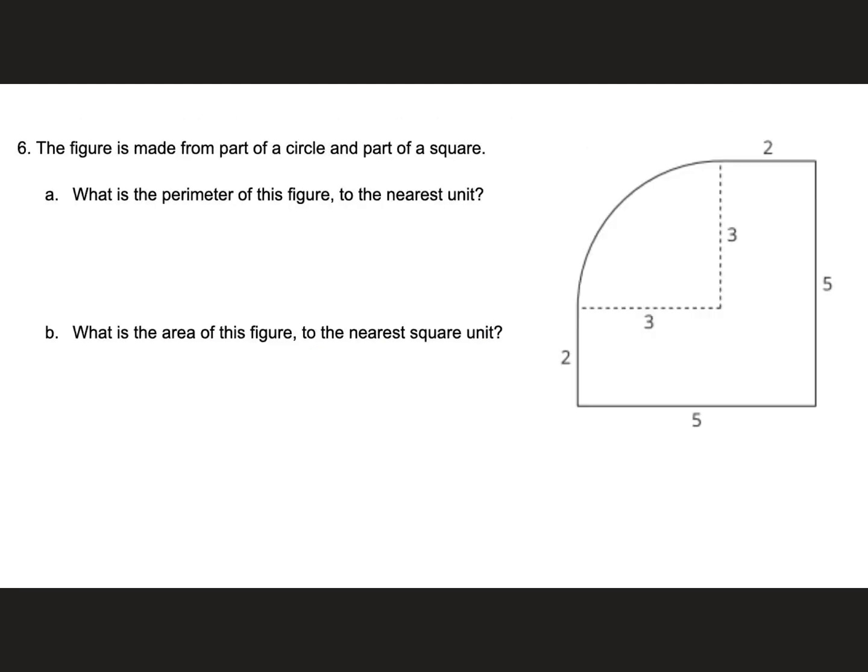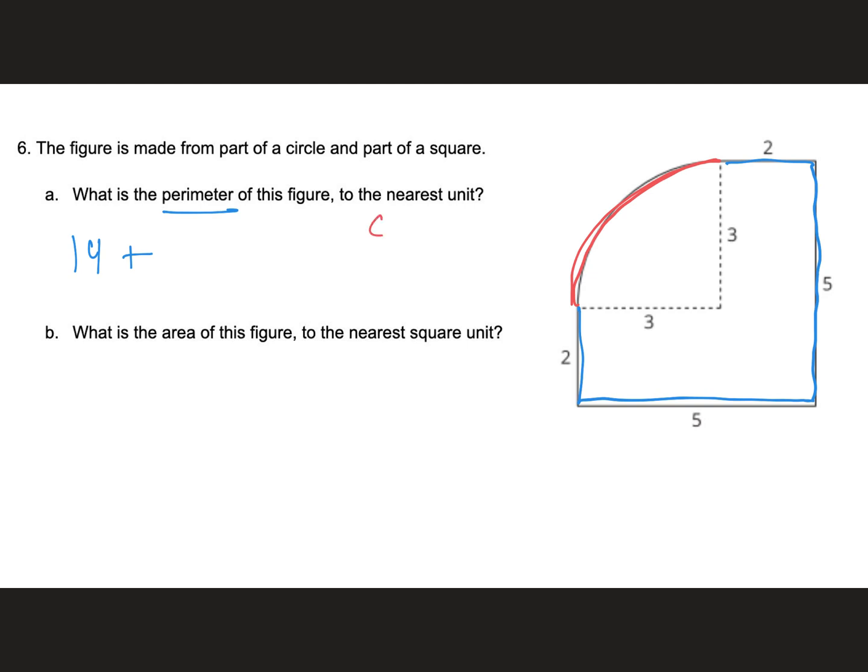This figure is made from part of a circle and part of a square. What is the perimeter? So first thing I'm going to find is the perimeter. So 2 plus 5 plus 5 plus 2 is 14. So I'm going to have 14 plus this piece of the circumference of a circle.